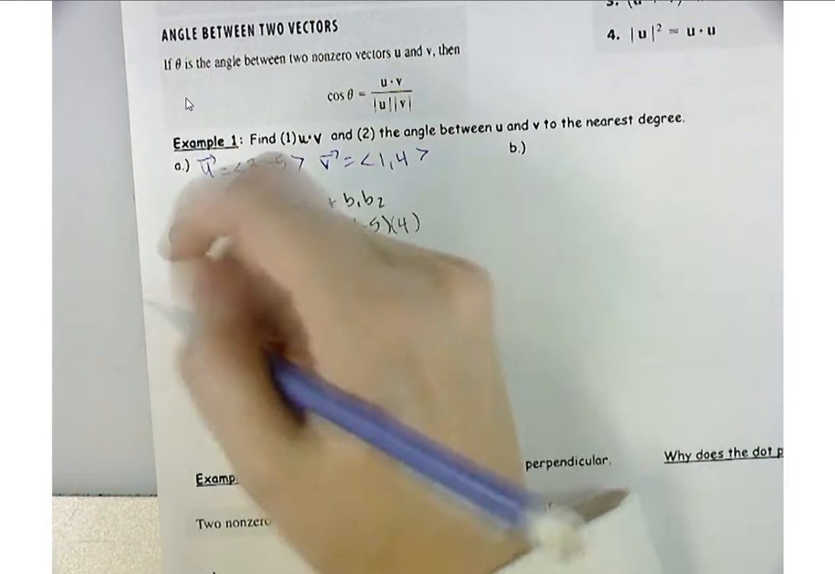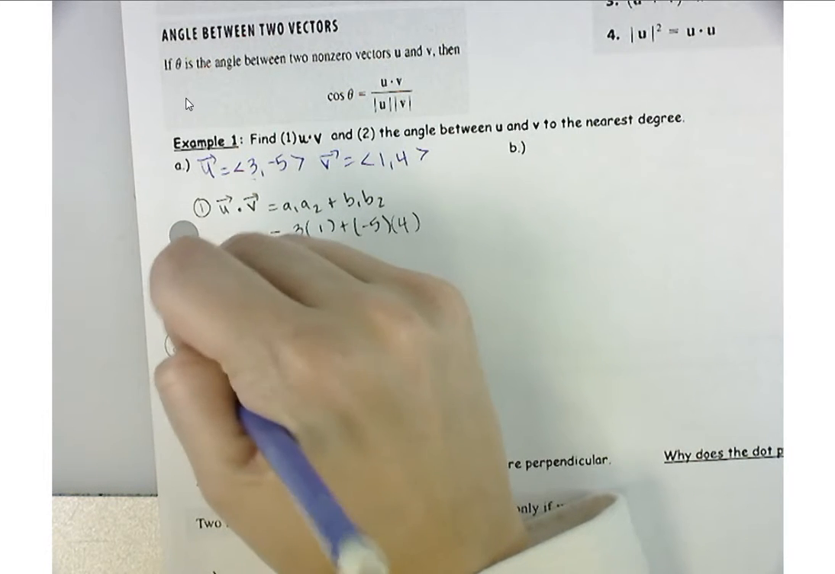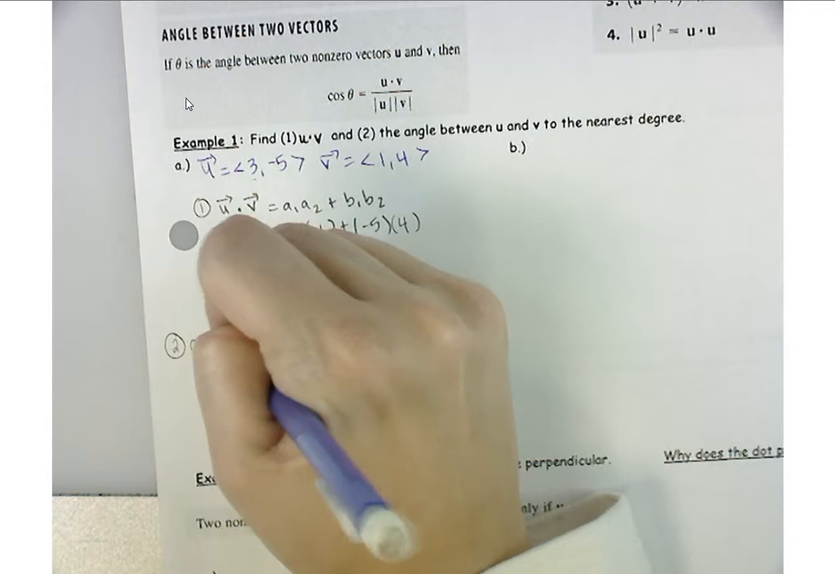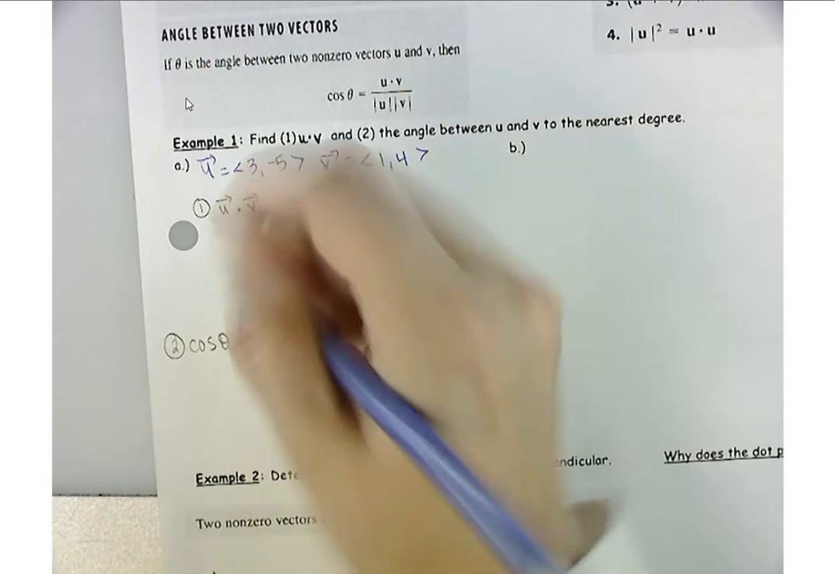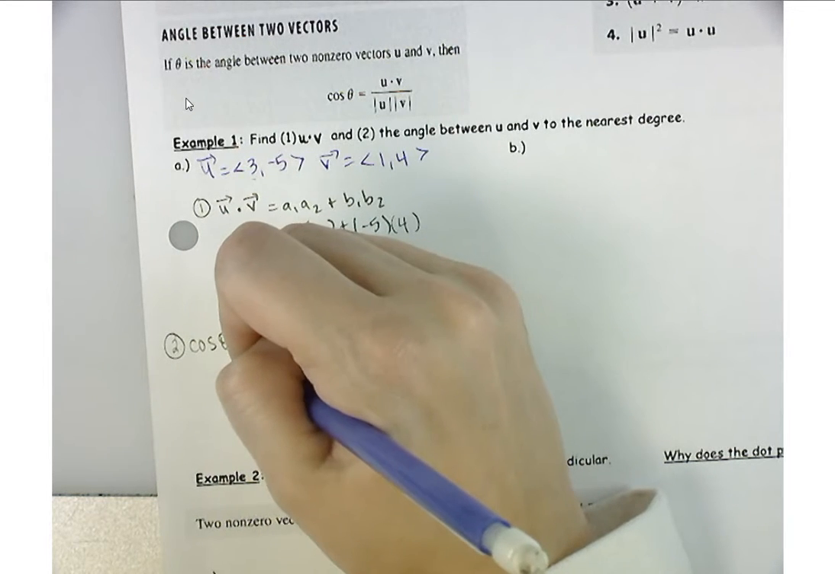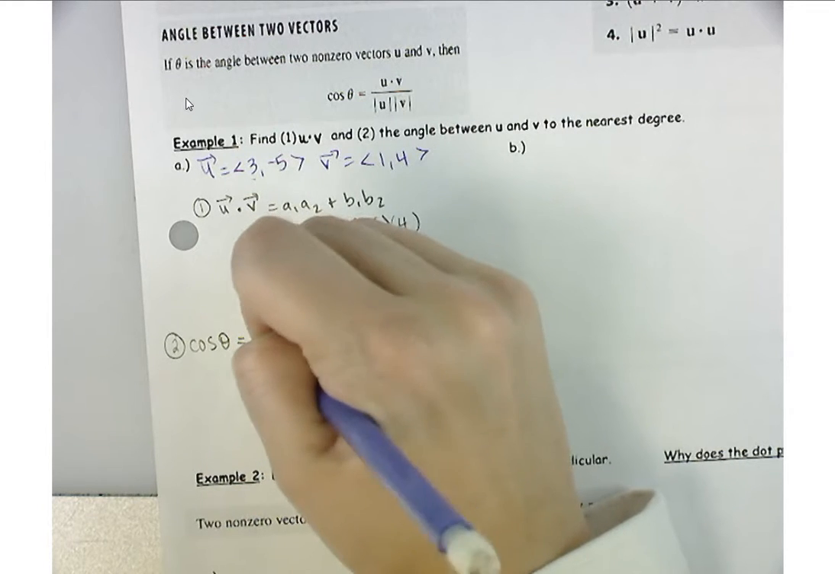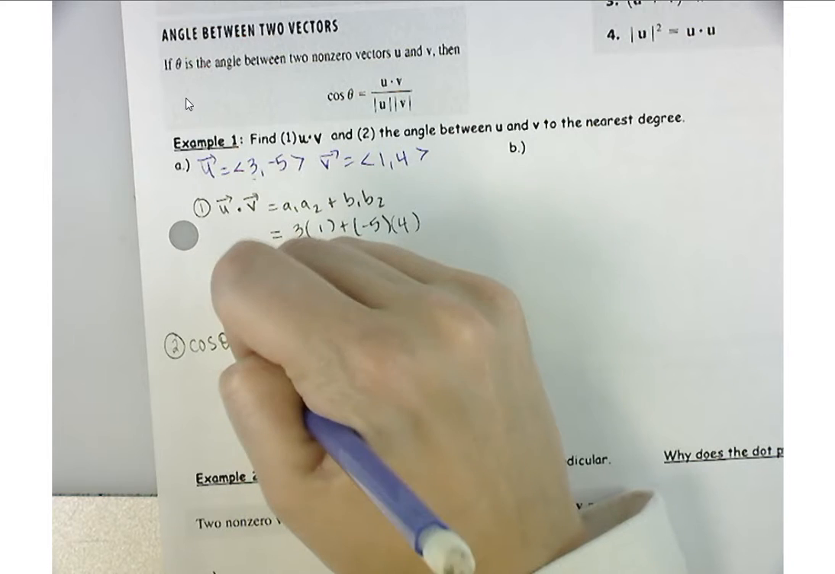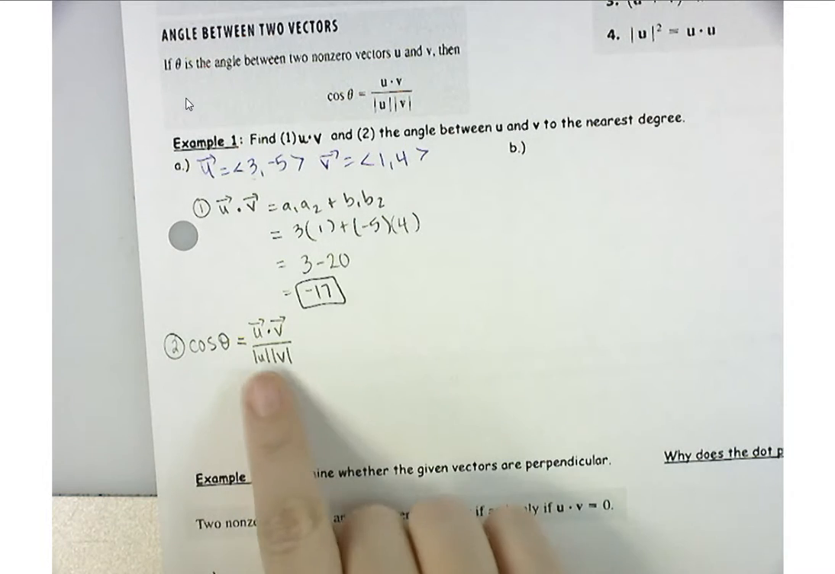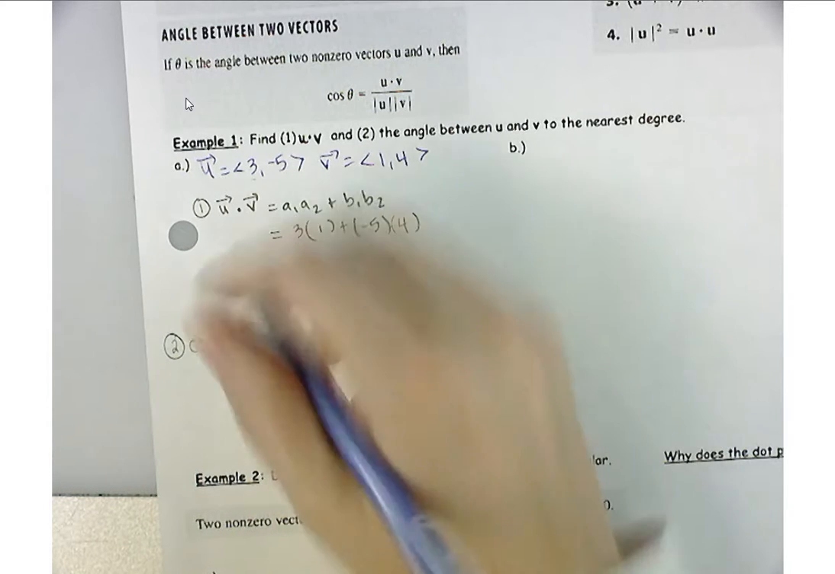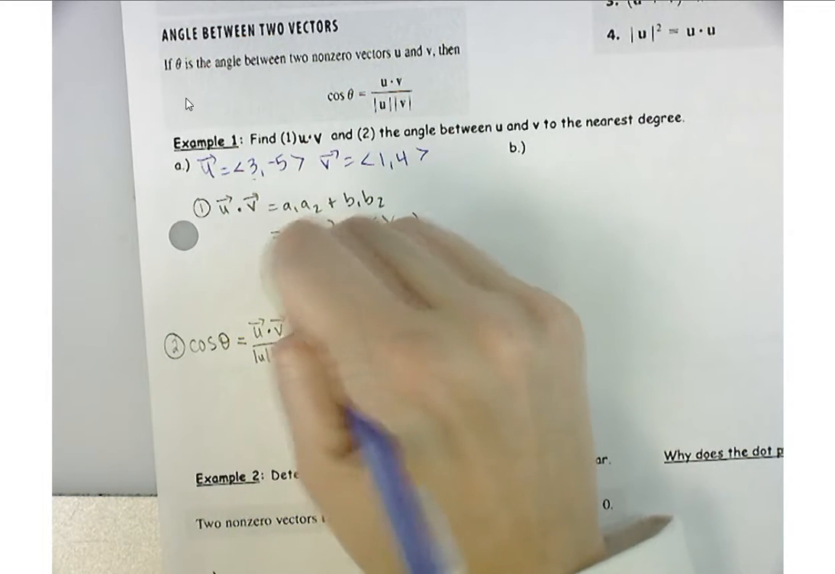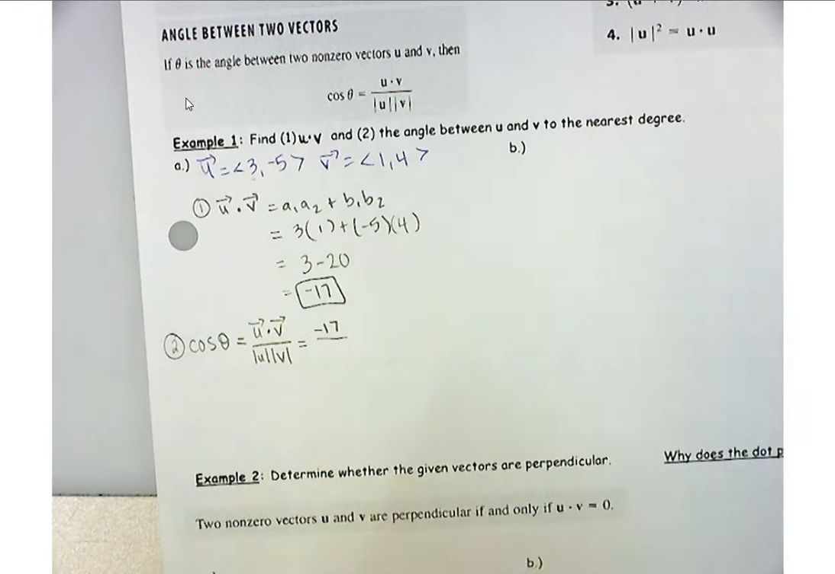Then for step 2, to find the angle in between those two vectors, I'm going to do the cosine of theta equals the dot product over the product of the magnitudes. So the dot product has already been found. We just did that in the first step, negative 17.